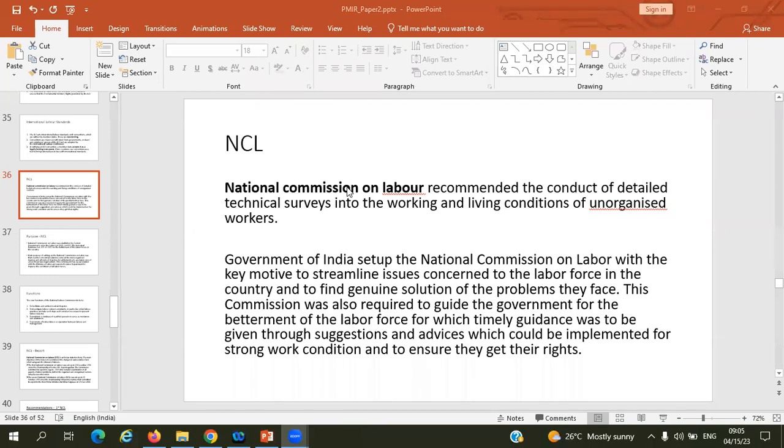Their main purpose is to resolve issues between employers and employees, workers and owners. So the objective, the functions are the same. So I'm sure you may be confused between trade union, what is National Commission of Labor, what is ILO, International Labor Organization. There are three different things we read about. There is some difference between these three.